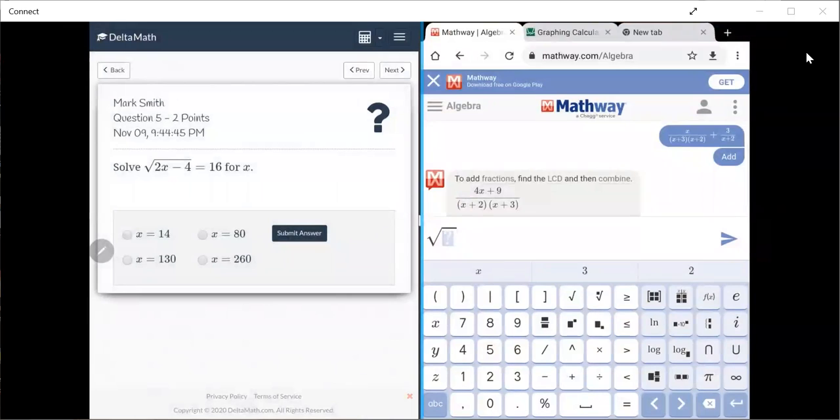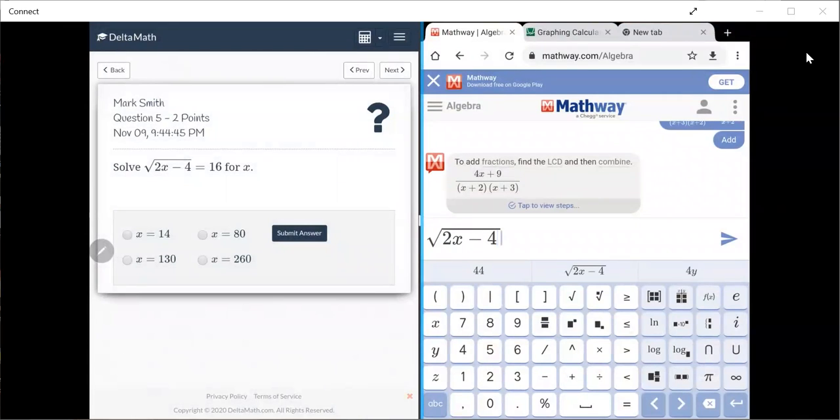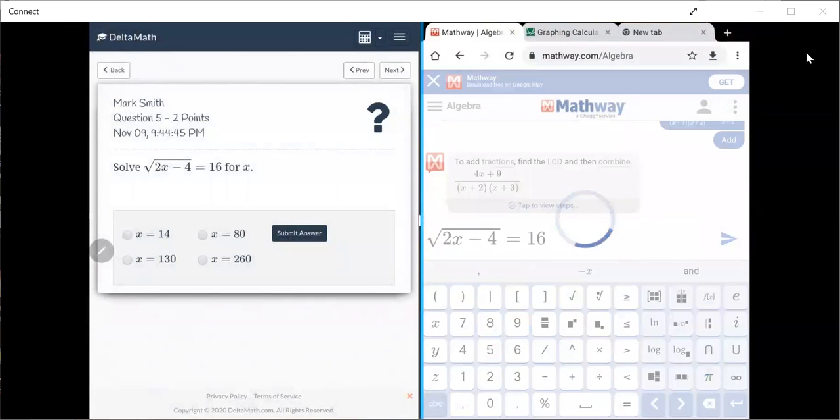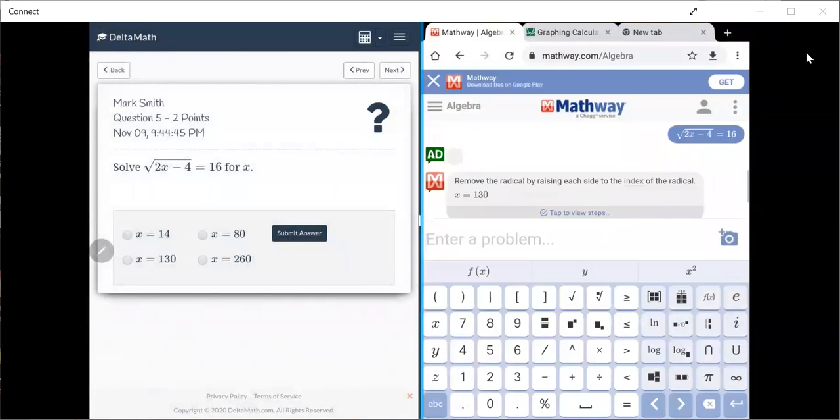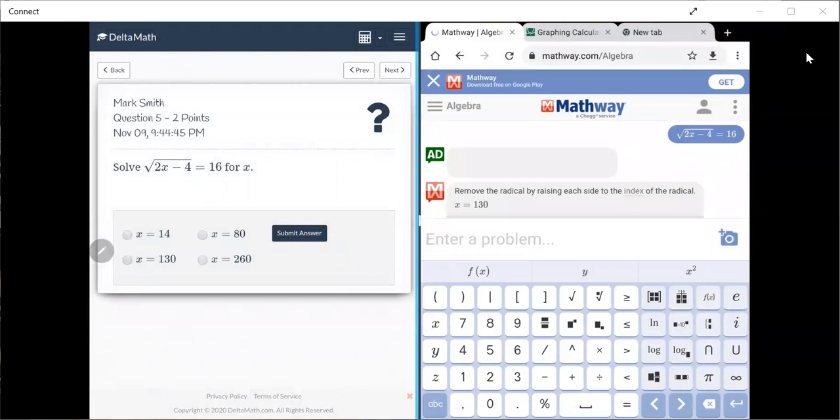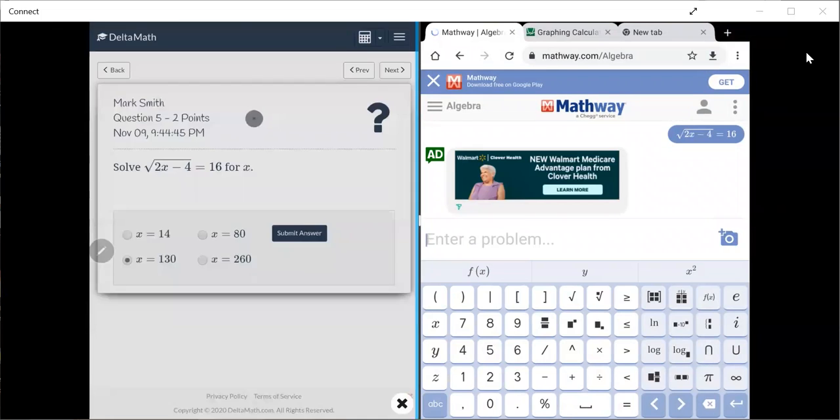And then under the radical, I'm going to put 2x minus 4. And I have to get out from under the radical, and then I say equals 16. I hit calculate, and it gives me my answer of 130. All right, so I'm going to simplify the answer.